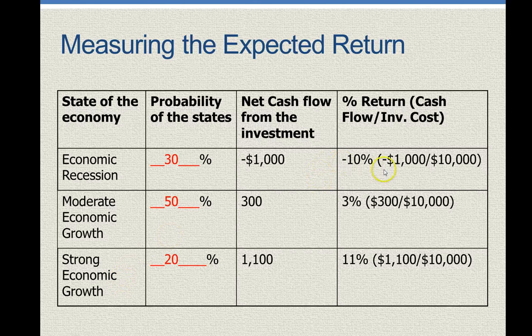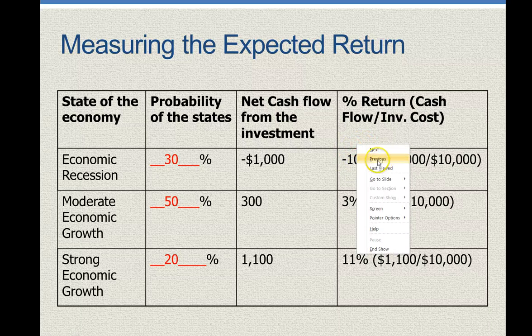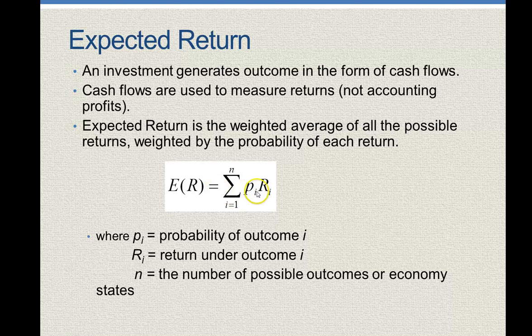We have also determined that out of this $10,000, if the economic recession happens, we're going to lose $1,000. Under moderate economic growth, we're going to gain $300. And under strong economic growth, we'll gain $1,100. So under each economic state, we can also determine the return. This is the cash gain or loss, and the return is simply this cash gain divided by the investment of $10,000. That's why we get negative 10%, 3%, and 11%. So based on the definition, expected return equals the weighted average of the return under each economic state.